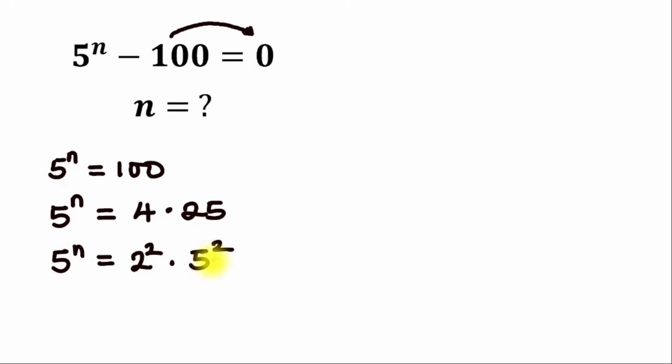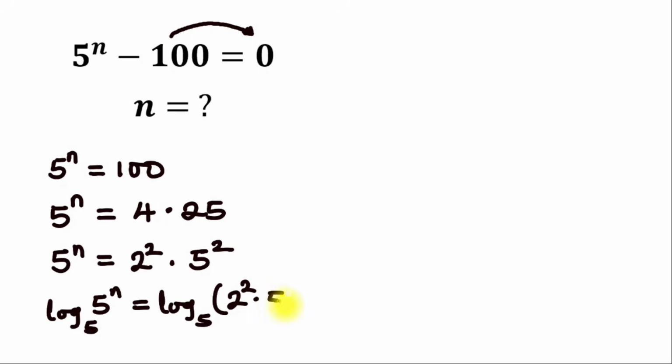Very good. Now, since we're looking for the value of n and it's an exponent, we have to take the log of both sides. But we're not just going to be taking just any log. The base here is 5. So we're going to be taking the log base 5 of both sides. So I'll take the log base 5 of the left-hand side, that is 5 to the power of n. This is equal to the log base 5 of the right-hand side, that is 2 squared times 5 squared.